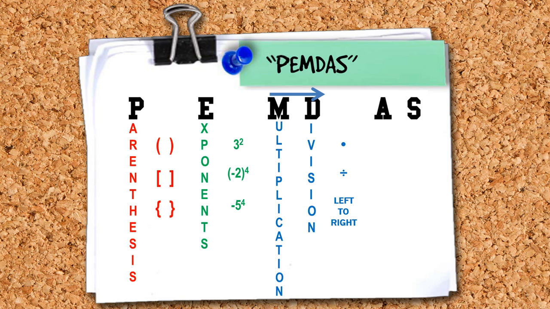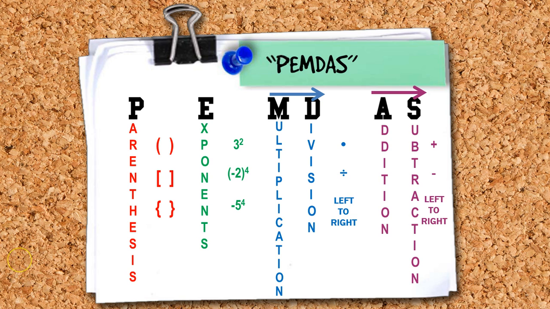The AS in PEMDAS stands for addition and subtraction. This is another very common area where a lot of people make mistakes. A lot of people think that you have to do all addition, then all subtraction. The reality is you have to do addition or subtraction from left to right. These are inverse operations as well, so they are lumped together because they do similar but opposite actions.